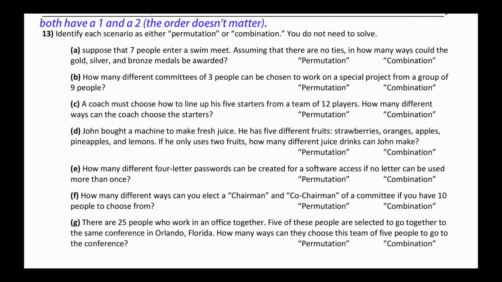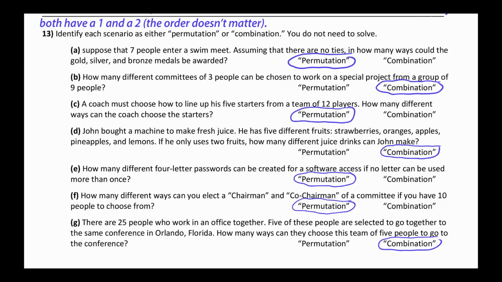All right, so let's see what you have here for question 13. For A, suppose that 7 people enter a swim meet, assuming there are no ties, how many ways could you have a gold, silver, and bronze medal be awarded? This is a permutation. The order matters. If I get first and you get second, we get different prizes, whereas if you got first and I got second, it would be switched around. Order matters.